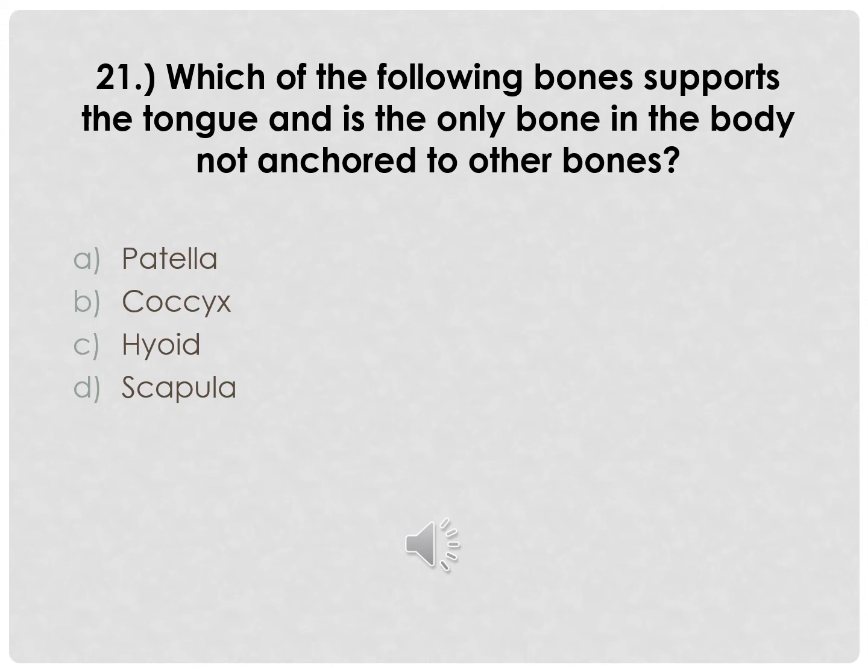Which of the following bones supports the tongue and is the only bone in the body not anchored to other bones? Let's try to rule some of these out. Letter A, the patella, that's actually your kneecap, so letter A is not the answer. Letter B, the coccyx, that's your tailbone, so letter B is not the answer. And letter D, scapula, that's your shoulder blade, so letter D is not the answer. The correct answer is letter C, hyoid. Remember that the hyoid is the only bone in the body not anchored to other bones.